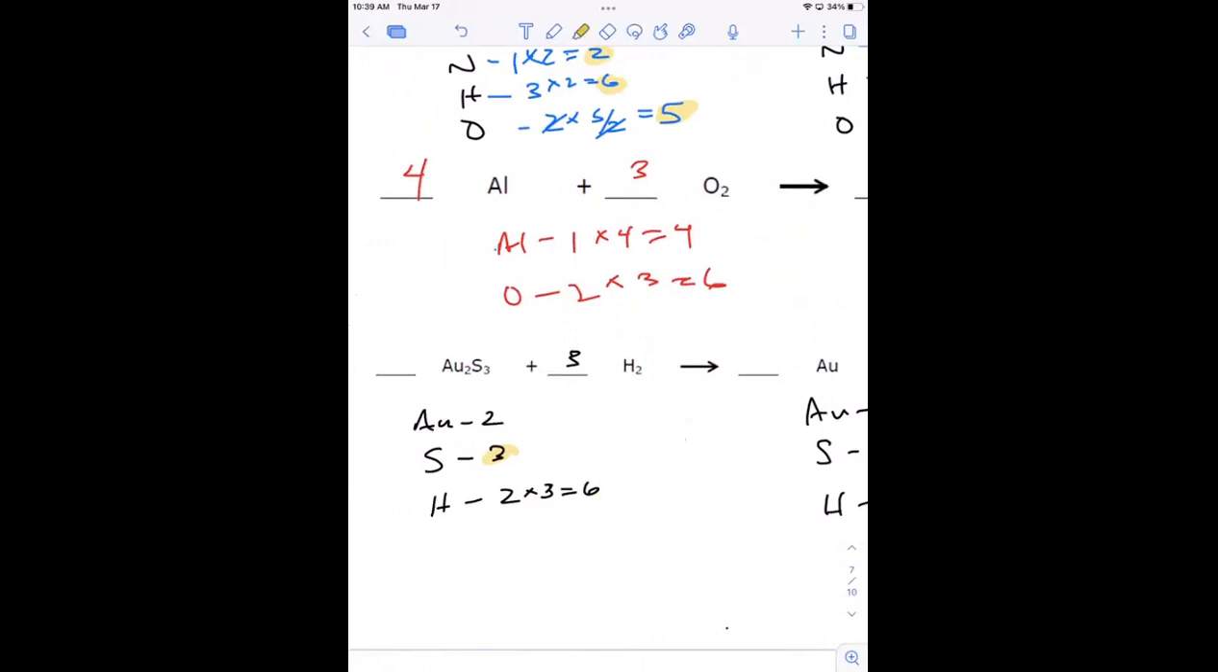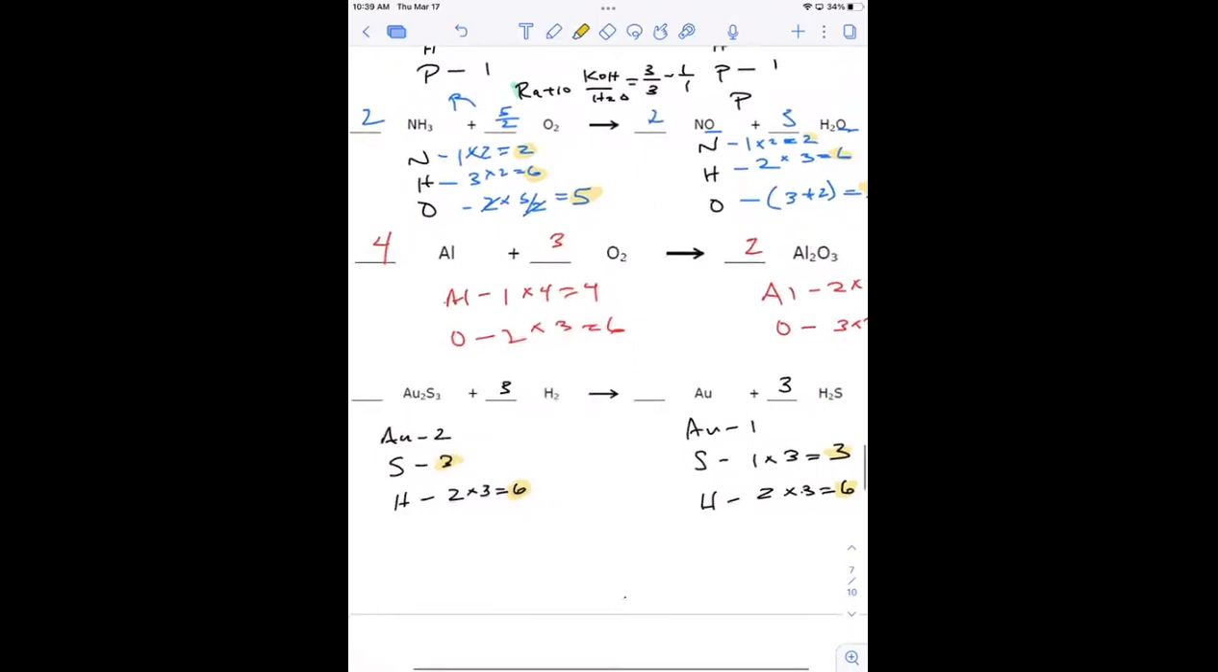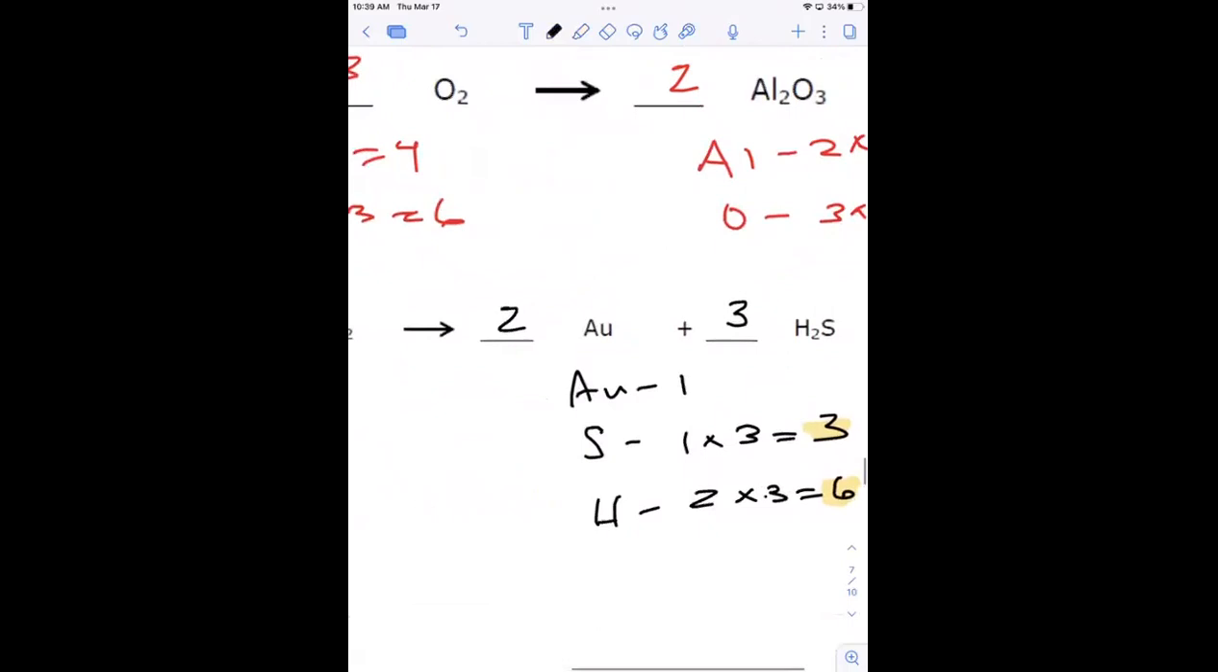And now we just need to balance the gold, and that's easy because this is also by itself. So we'll put a 2 here. This is times 2. So now it's all balanced.